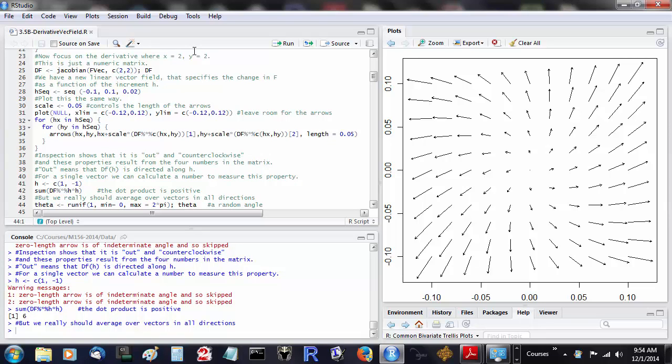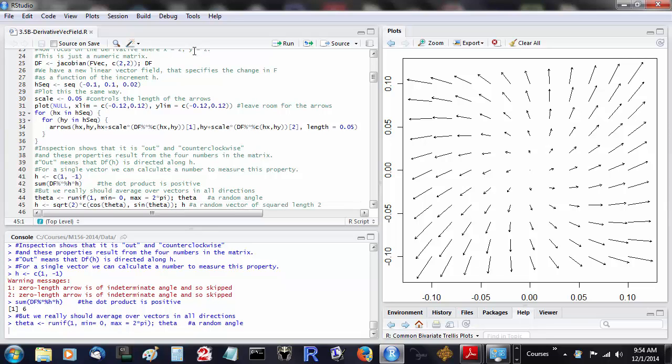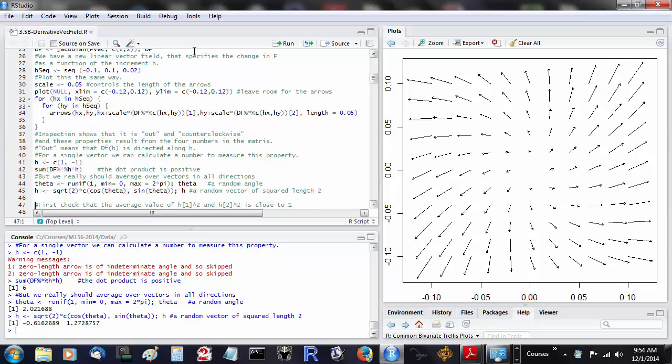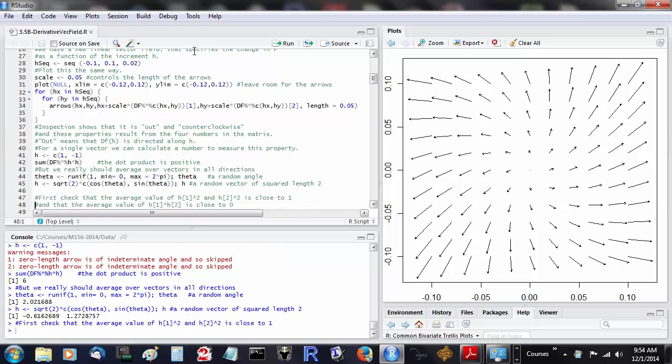What I do is to generate a random angle, theta, between 0 and 2 pi, and then make a random vector. But I don't want a random unit vector. I want a random vector whose square, the square of whose length is equal to 2, so that on average the square of each component is equal to 1. Let's check that we've got this right.